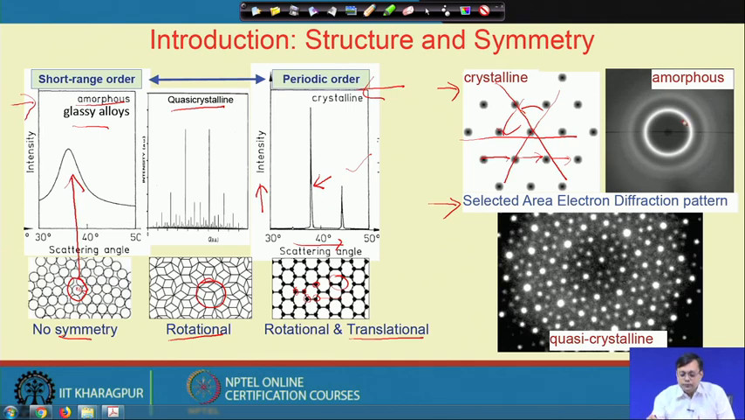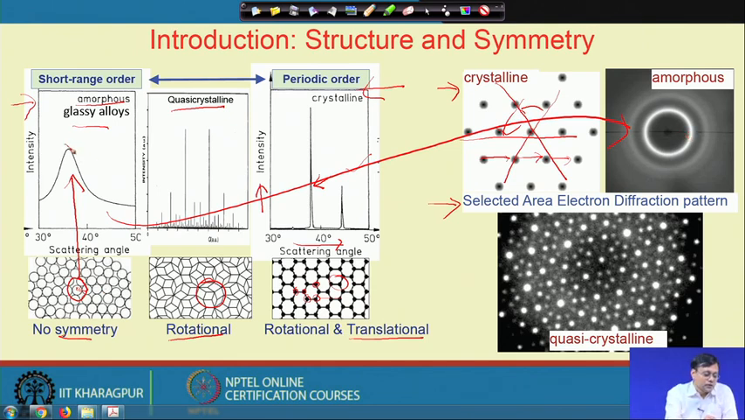Now, on the other hand, if we look at these kind of amorphous alloys, then we will get such kind of selected area diffraction, where we will get only an amorphous halo, because there is no fixed periodicity of the atoms and the distance is varying. So, we will get this first halo, which is somehow linked with this.